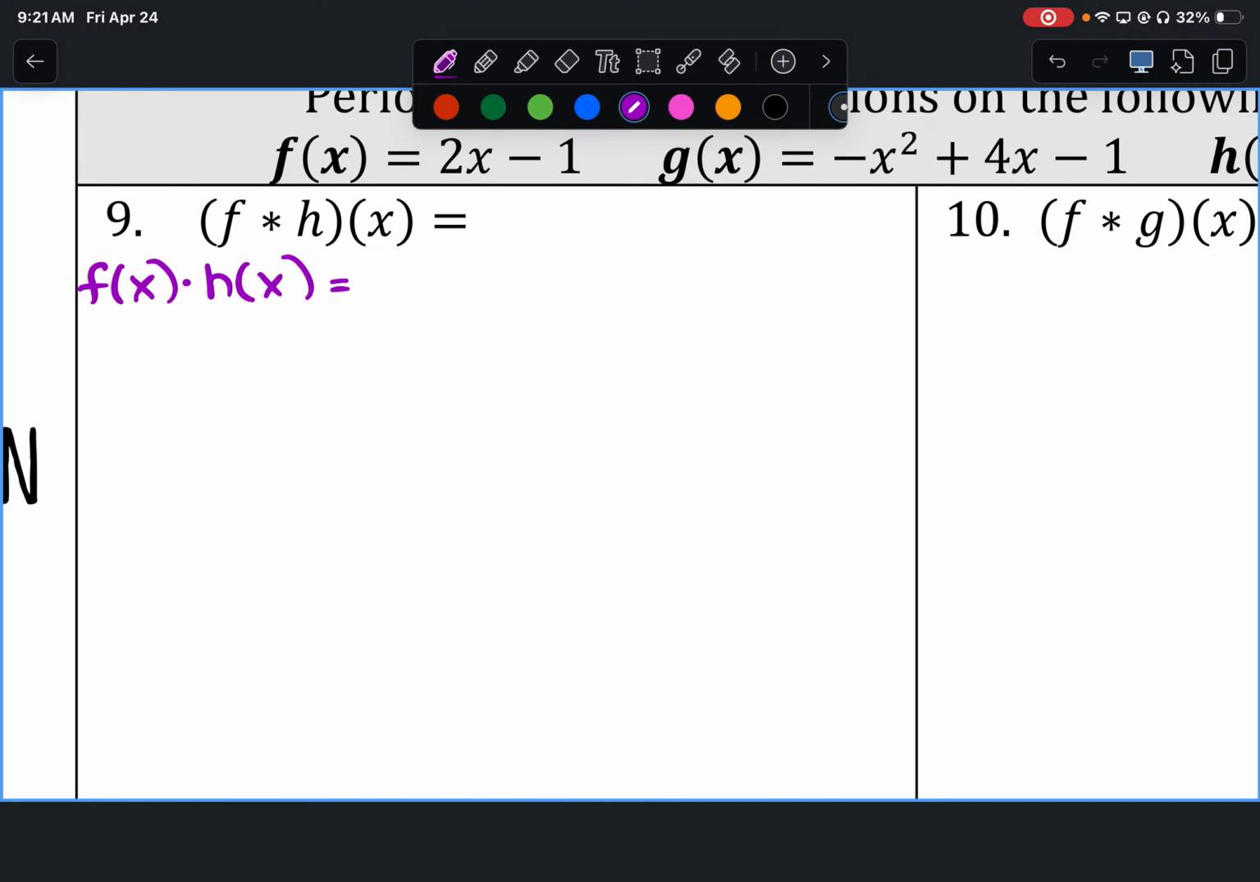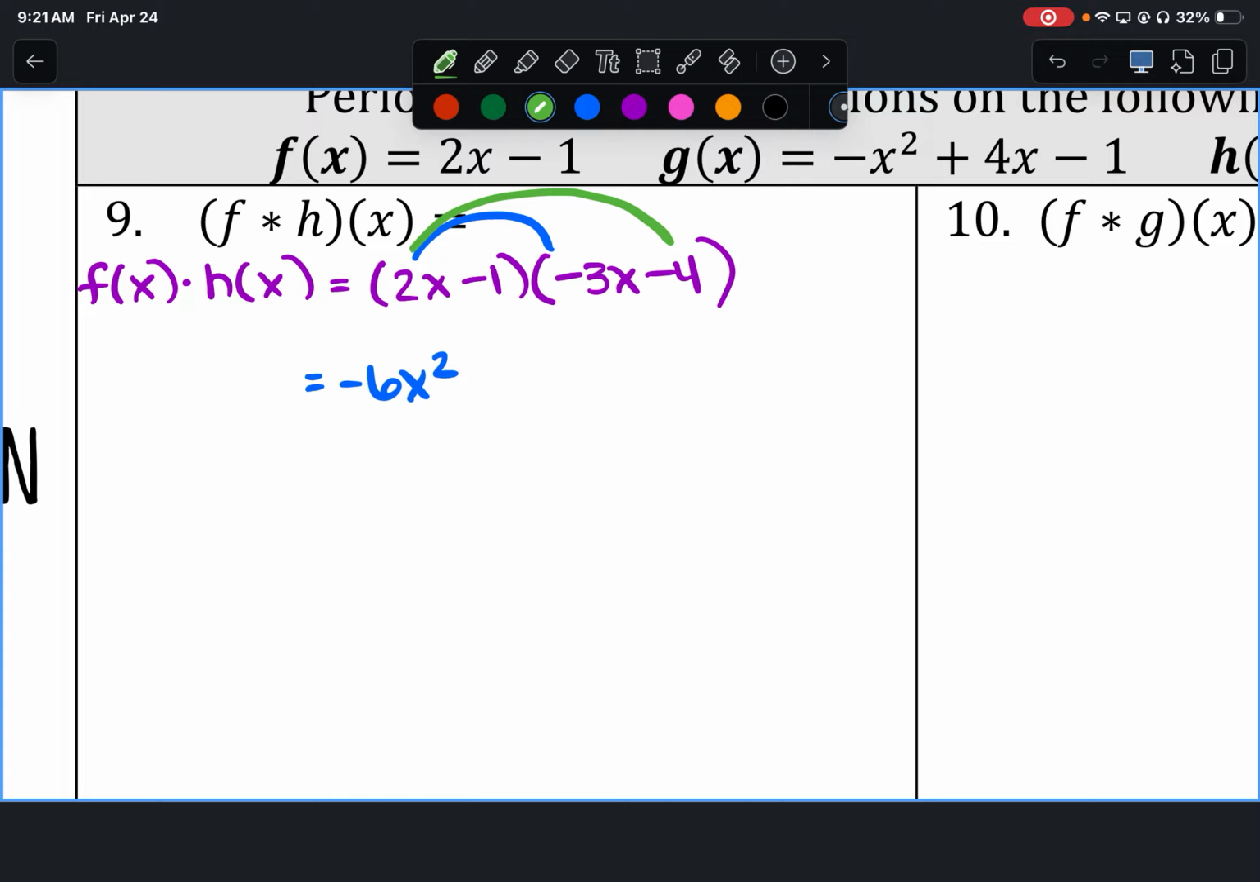What is function f of x? 2x plus 1. What is function h of x? Negative 3x minus 4. Now, do y'all remember how to multiply when we have two binomials? I got to distribute, but what do I need to do first? 2x times what first? Yep, 2x times negative 3x gives us negative 6x squared.